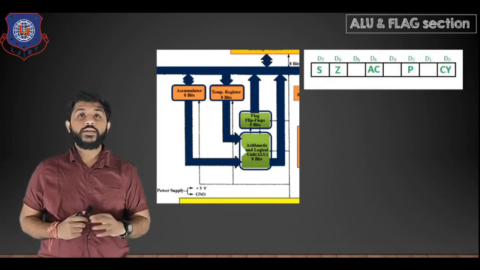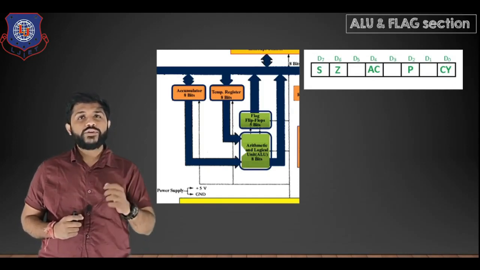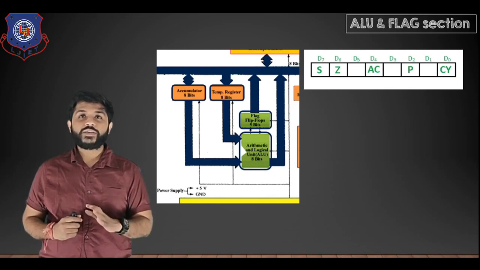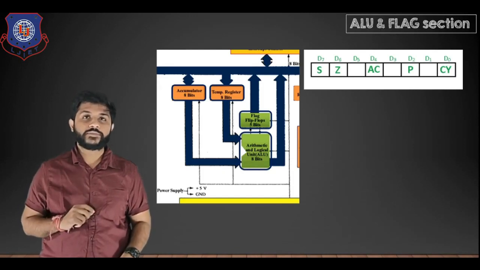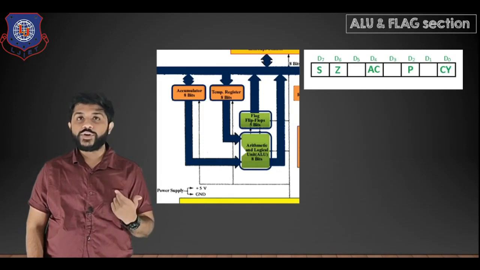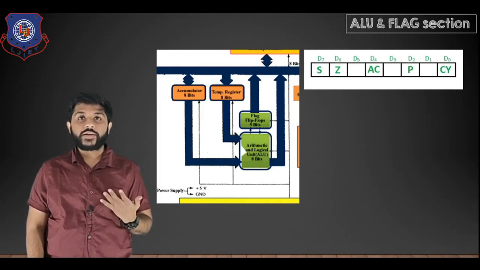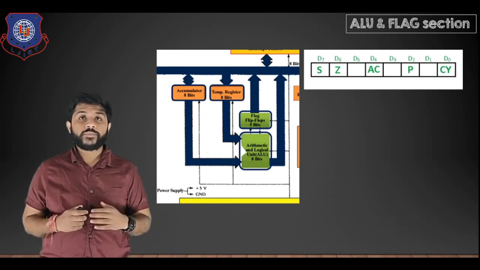As you can see, this is the pattern of the flag register. The size of the flag register is 8 bits, but the total 8 flags are not present, only 5 flags are present. Which are these flags? There is a sign flag, then the zero flag, auxiliary carry flag, parity flag, and the carry flag. Now let's see when these flags will be affected.